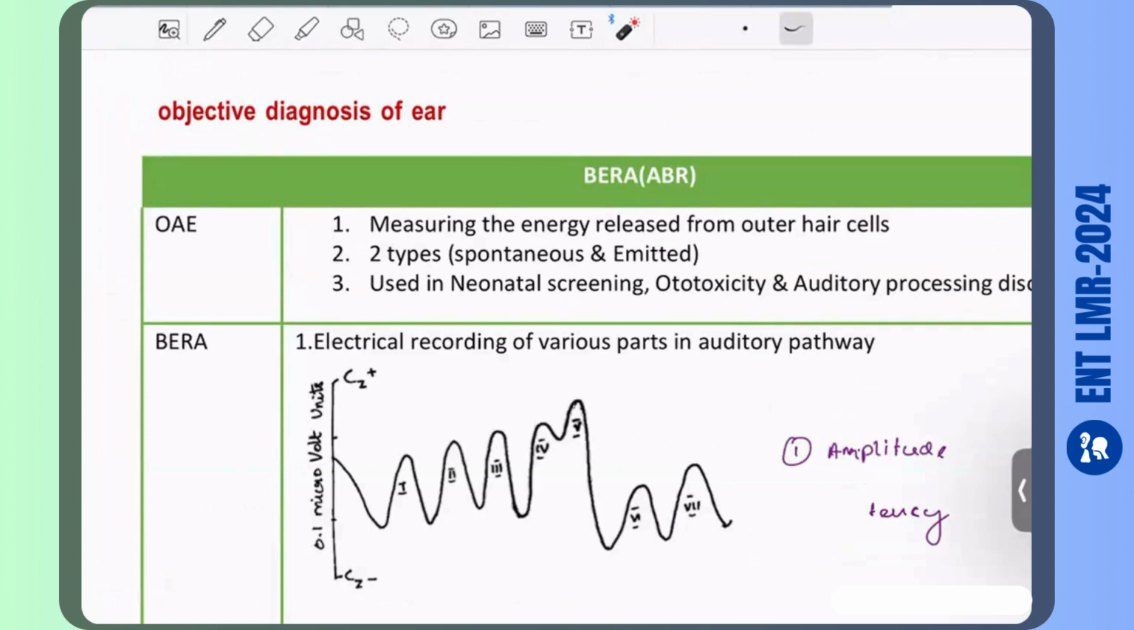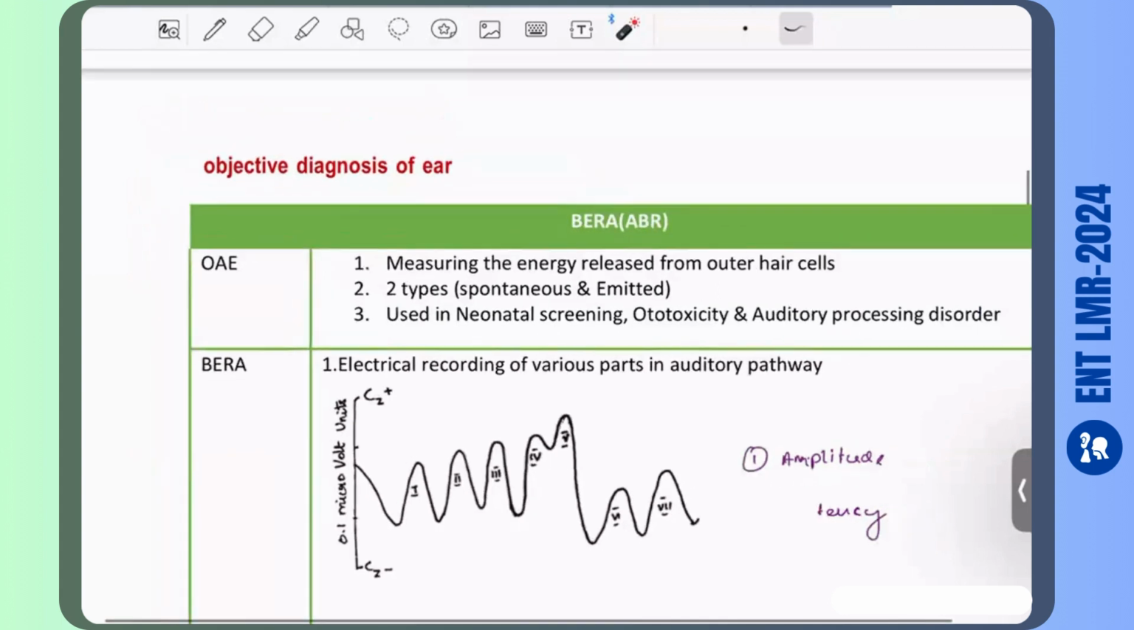Why can the test never go wrong? Because we are relying on electrical measurements using electrodes. In OAE, we are measuring the energy released from the outer hair cells. I have told you already the difference between inner hair cells and outer hair cells. The outer hair cells release energy that is picked up by otoacoustic emission. There are two types of OAE, spontaneous and evoked. OAE is useful in neonatal screening, ototoxicity, and auditory processing disorder.